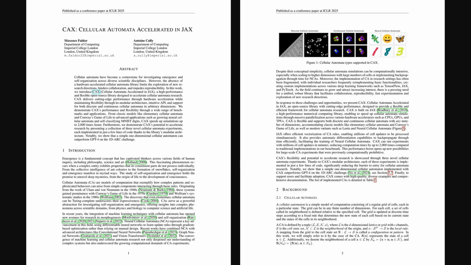Okay, wrapping up, the key takeaways are the massive performance gains CAX offers, sometimes thousands of times faster, and its incredible flexibility for both classic and cutting-edge neural CA research. Well, it really lowers the barrier for exploring emergence in complex systems using these fascinating models.